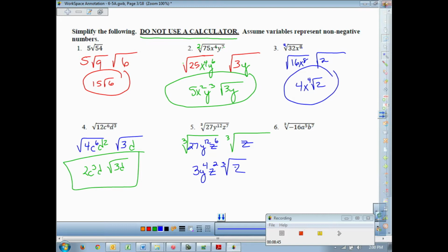Next guy, what kind of root? Cube. So that negative under there, who cares about him, right? It can happen, right, because it's an odd root. Is everything a perfect cube? Is negative 16 a perfect cube? So we need to split them up.